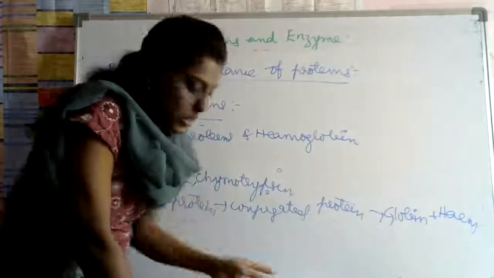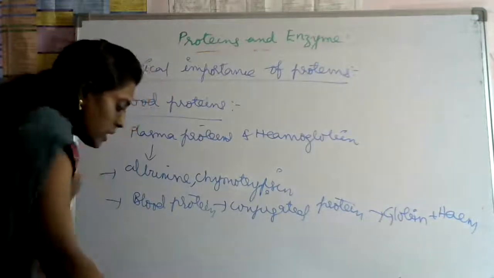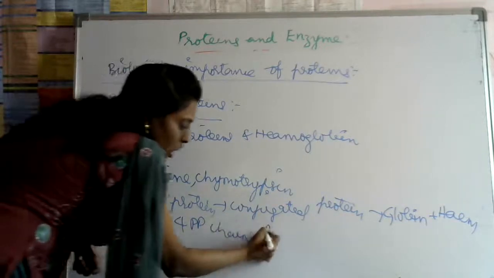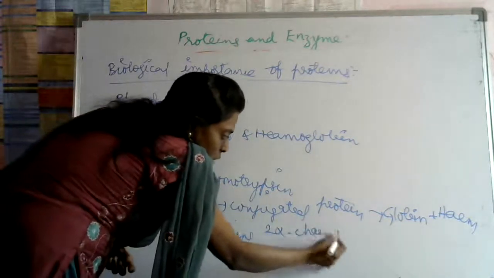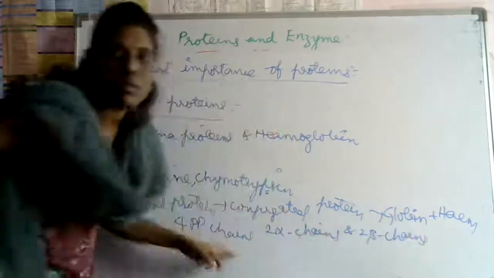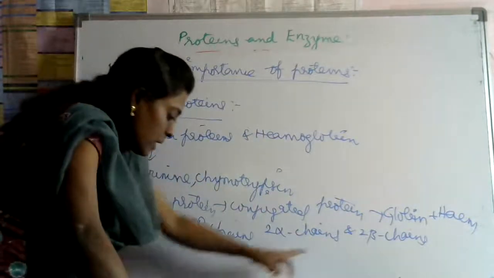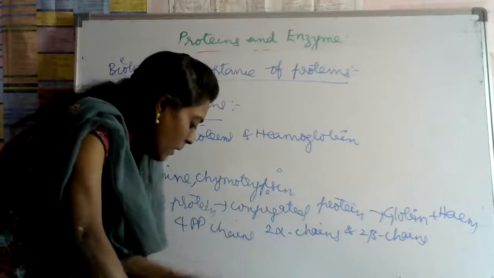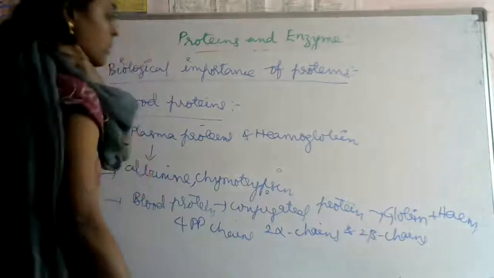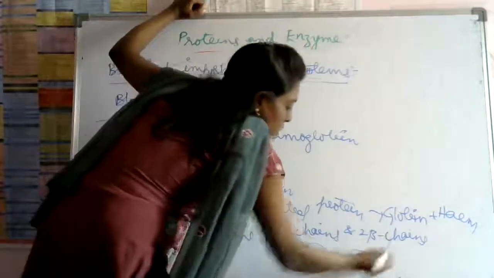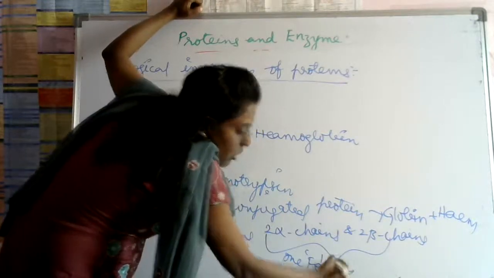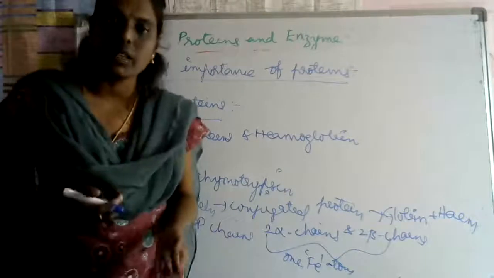hemoglobin, and this is a protein. It consists of 4 polypeptide chains which are 2 alpha chains and 2 beta chains. Each chain is attached to 1 atom of iron. Means these chains are attached to an iron atom. Actually, I have explained this to you in bioinorganic chemistry in your second semester.